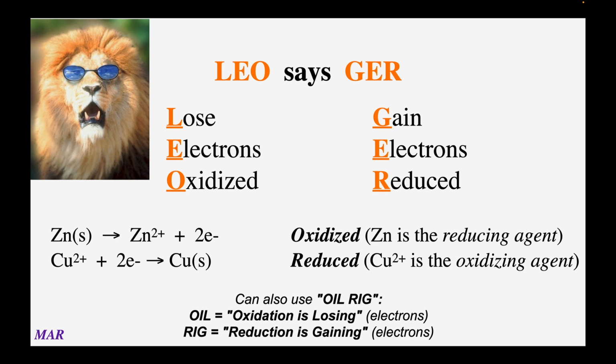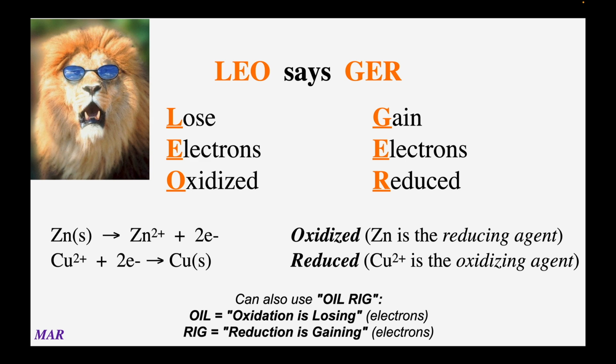So if you look at the zinc and the copper 2 plus there on the middle left, zinc is losing 2 electrons to become zinc 2 plus, so zinc is being oxidized. We would call zinc the reducing agent here because it's allowing other things to be reduced while it itself is oxidized. And likewise, copper 2 plus is gaining electrons to become copper metal. Copper 2 plus is being reduced. We would say that copper 2 plus is the oxidizing agent here. Copper 2 plus is being reduced, and it's allowing something else to be oxidized. Leo the Lion says GER is my favorite expression, but you can also use things like OIL RIG. Oxidation is losing, reduction is gaining.